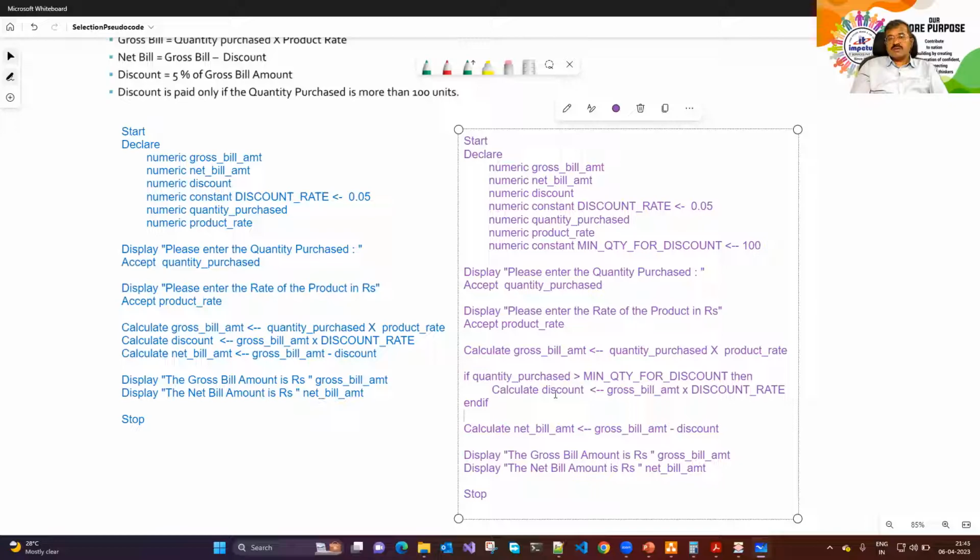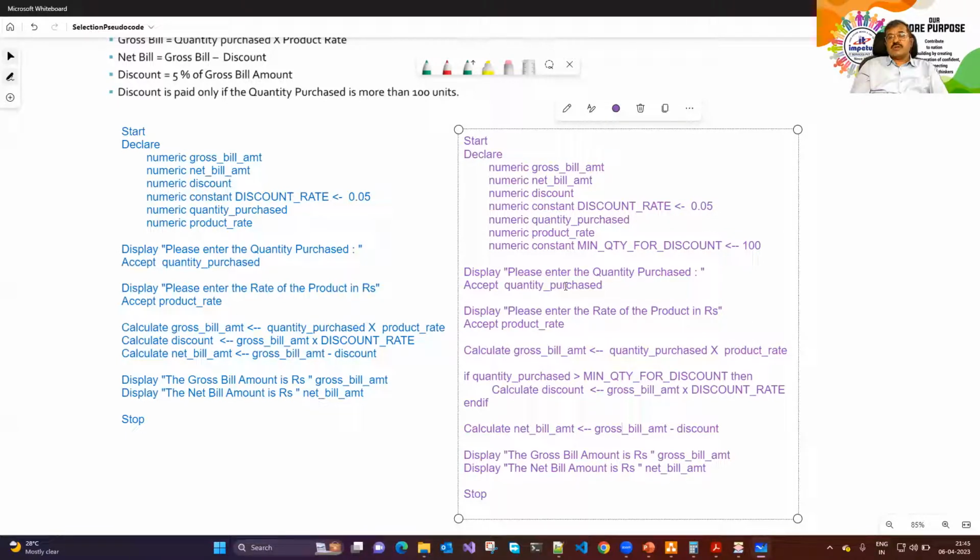Yes or no? Yes, sir. Okay. Then we come to net bill amount, which is 1,000 minus 50, 950, and we display the gross and net bill amount. Correct or not? Yes. Solution is wrong. Let's see how.